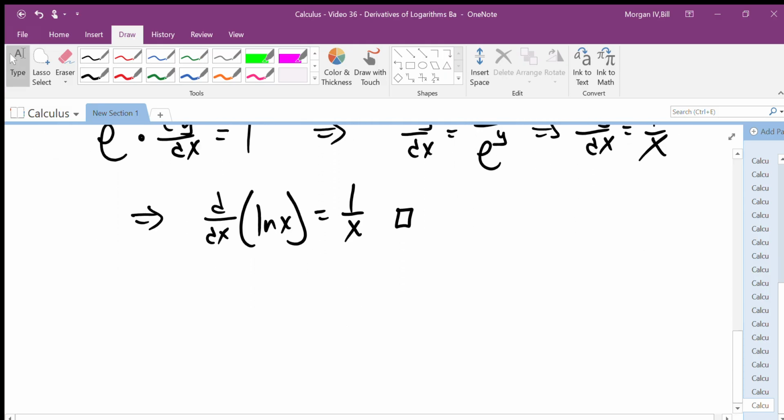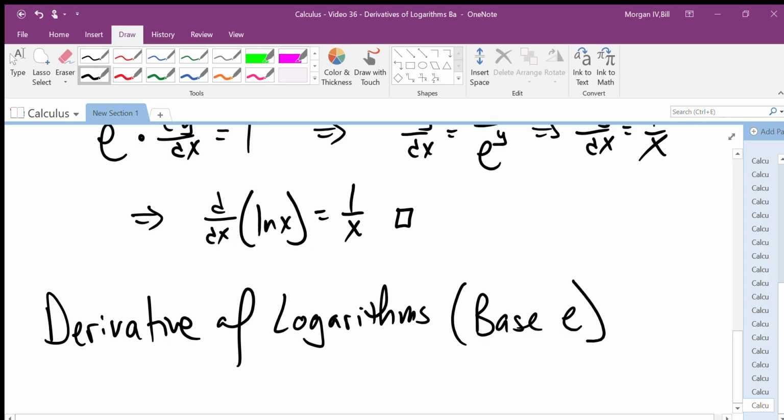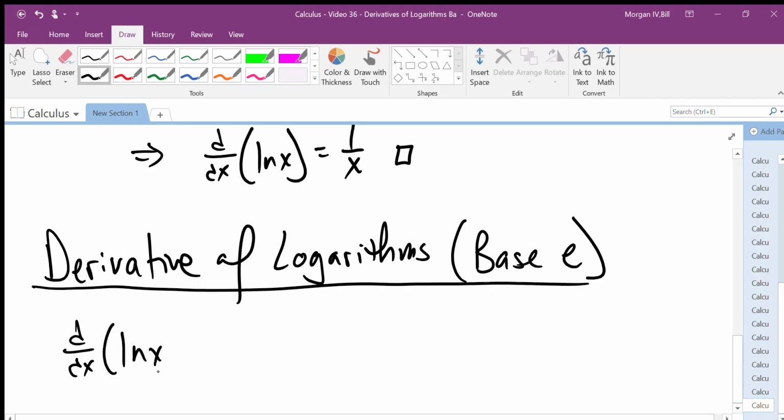Let's go ahead and write this out kind of properly. We have the derivative of logarithms base e. The derivative of the natural log of x is equal to 1 over x.